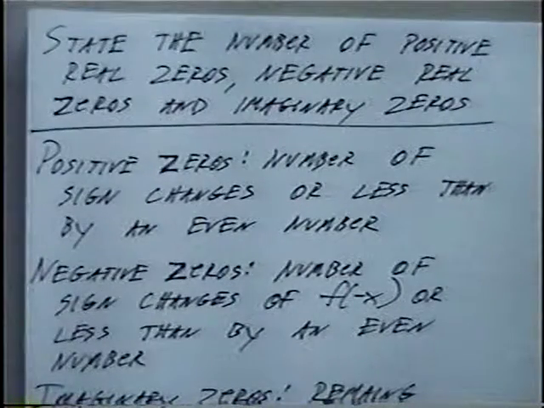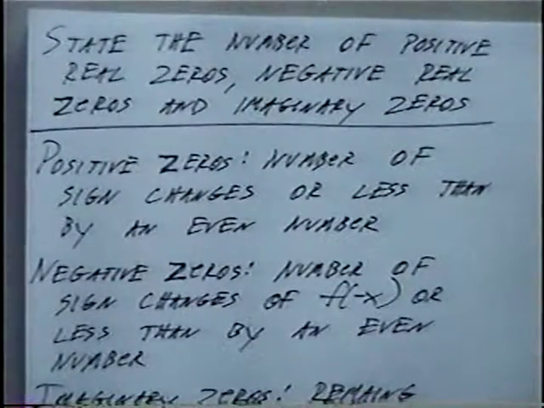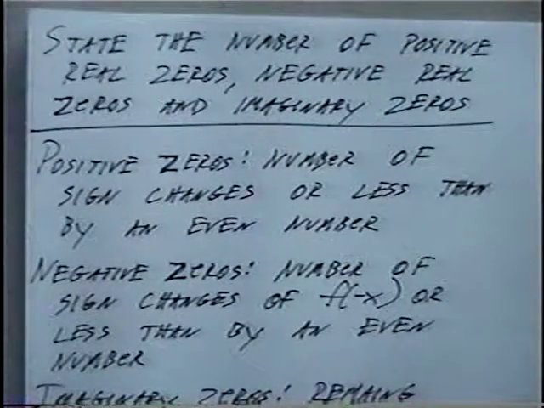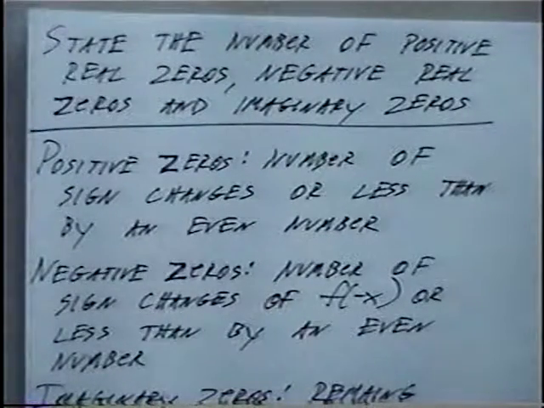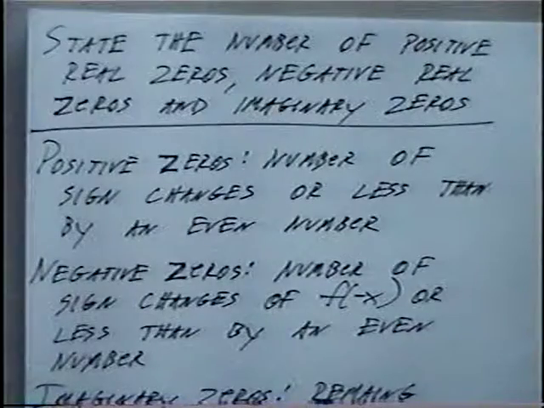The next section is state the number of positive real zeros, negative real zeros, or imaginary zeros. There are three types of zeros. They could be positive numbers, negative numbers, or imaginary.